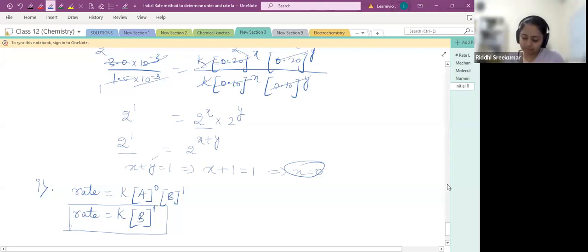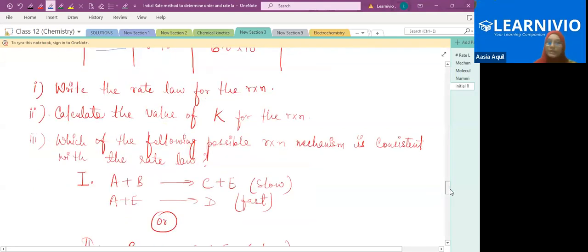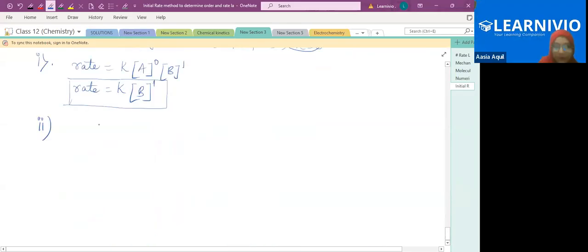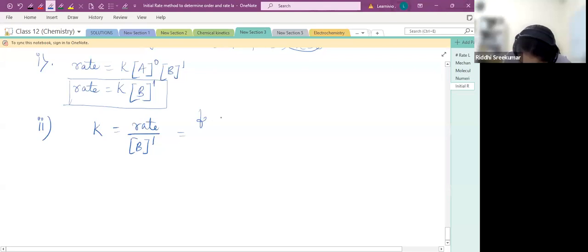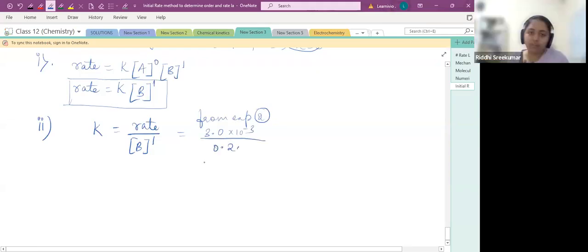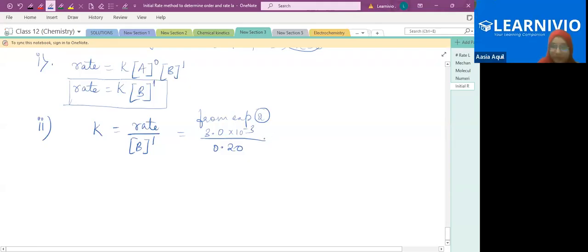Okay. Second part, what was the second question? Now just calculate the rate constant value. From here, the rate constant will be equal to the rate upon the concentration of B raised to the power 1. Now just substitute the value. You can take data from any experiment. Let's take experiment number 2. So 3.0 into 10 raised to the power minus 3 upon 2.0.